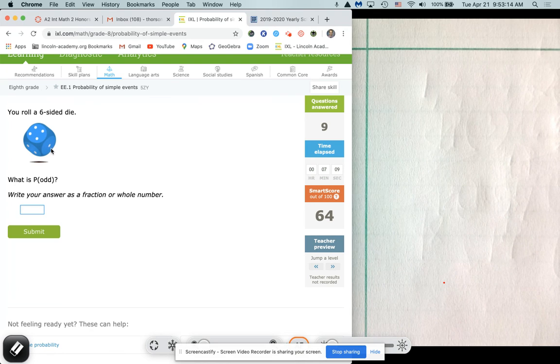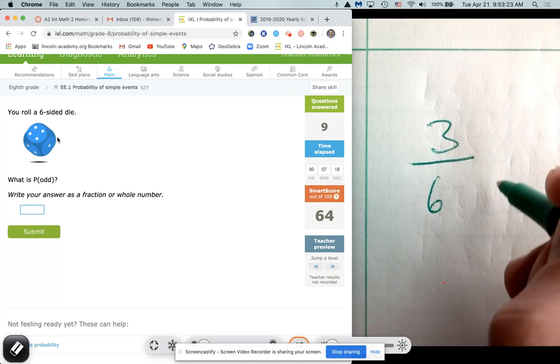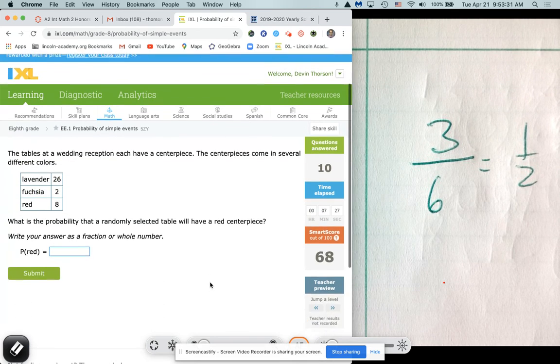numbers from 1 to 6 going up, a 1, a 2, a 3, a 4, a 5, and a 6. So how many of those are odd? Well, 3 of those numbers are odd. Out of a total of 6 possibilities, we get a probability of 1/2 of rolling an odd, 1/2. So be very careful that you understand the concept.